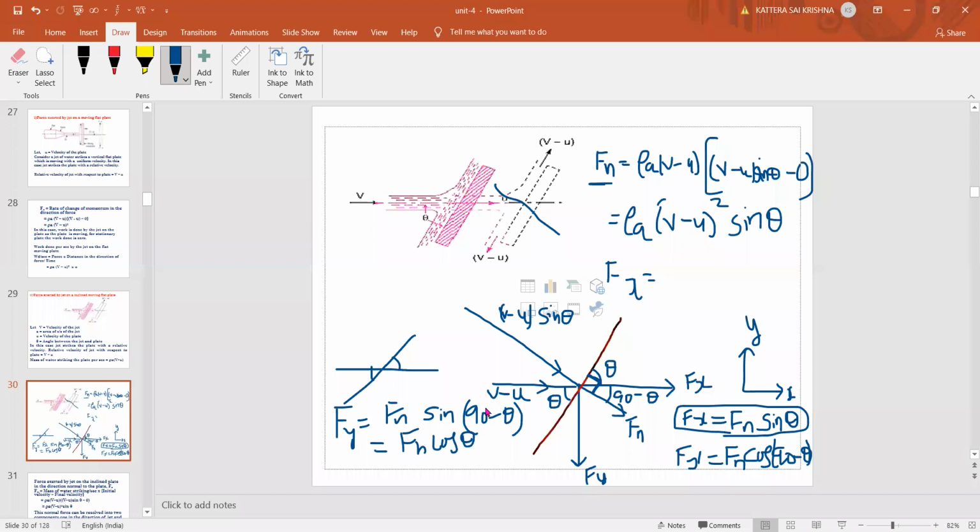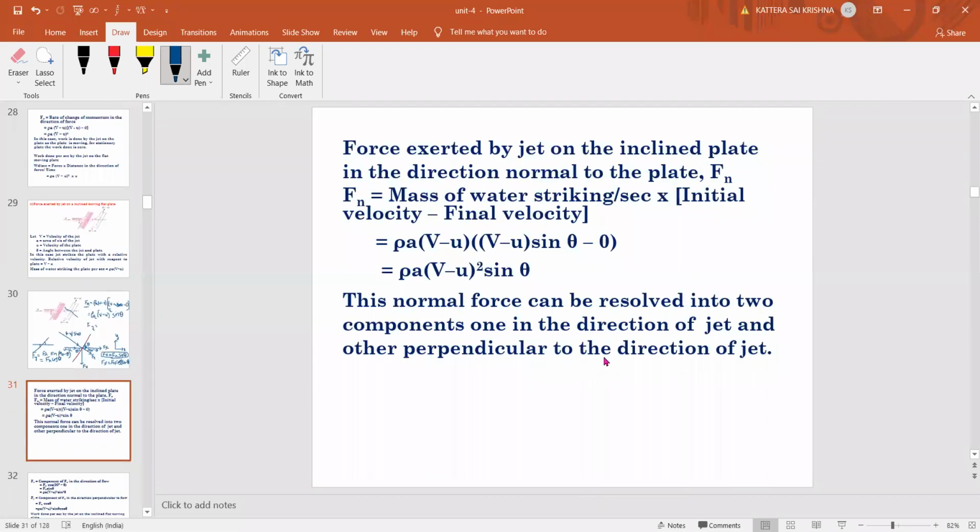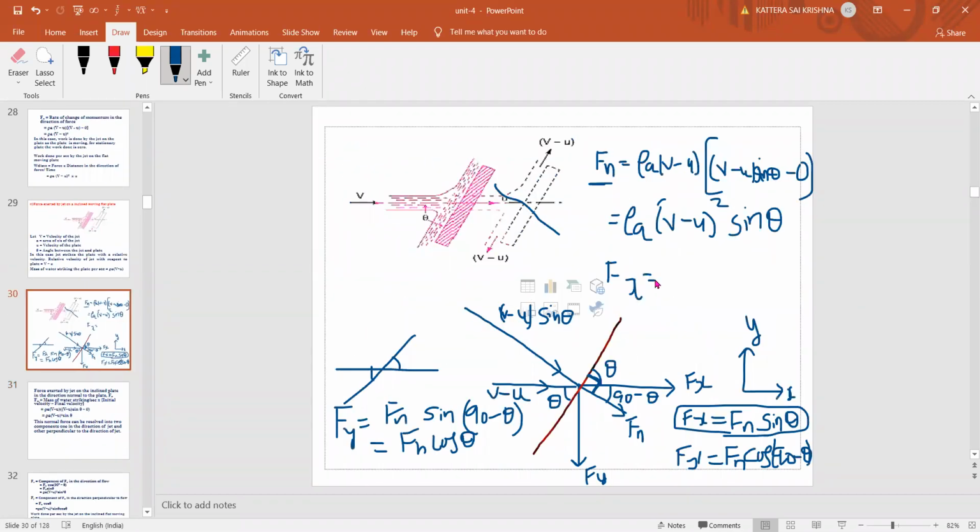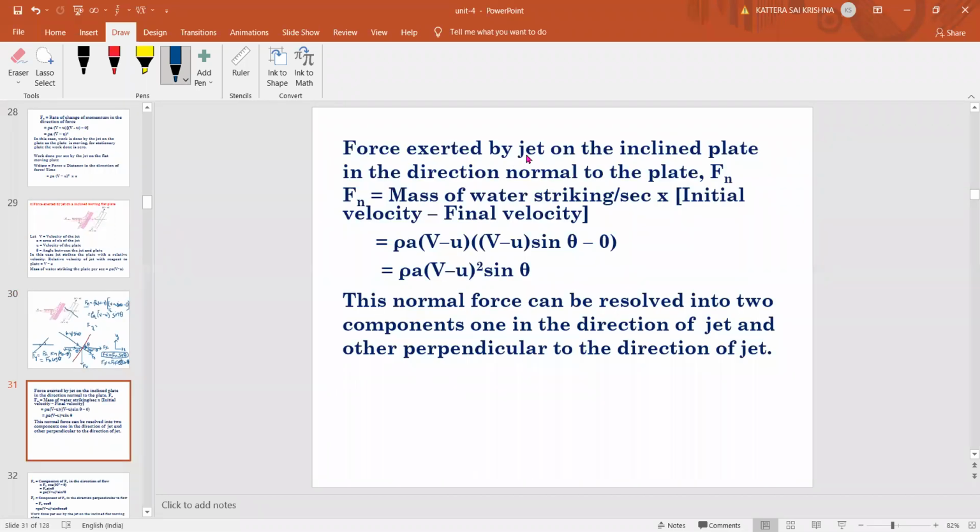Okay. So in this way, you can solve problems very easily. No need to remember the formula or memorize the formula. Just remember this concept, how you are finding it. That will be easy for doing, right? So the same thing I have explained here is written here. The force exerted by the jet on the inclined plate in the direction normal to the plate first. So in the normal direction, that is Fn.